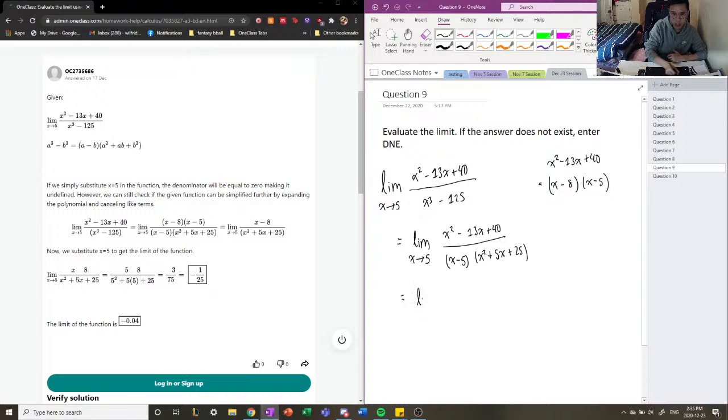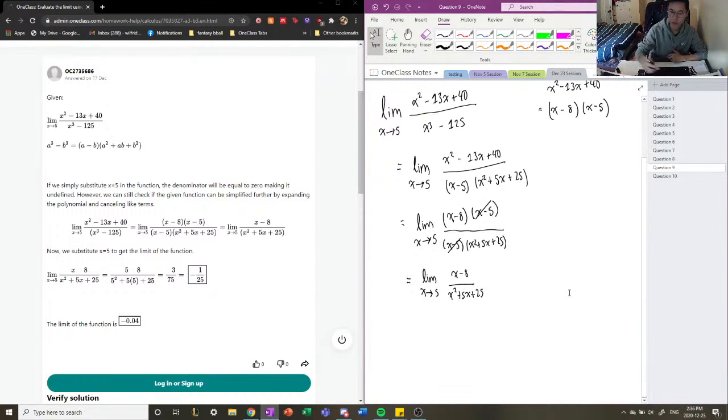All right, so if we do that, then we get the limit as x approaches 5 of x minus 8 times x minus 5, divided by x minus 5 times x squared plus 5x plus 25. Now we can cancel out x minus 5, and we're left with the limit as x approaches 5 of x minus 8 divided by x squared plus 5x plus 25.